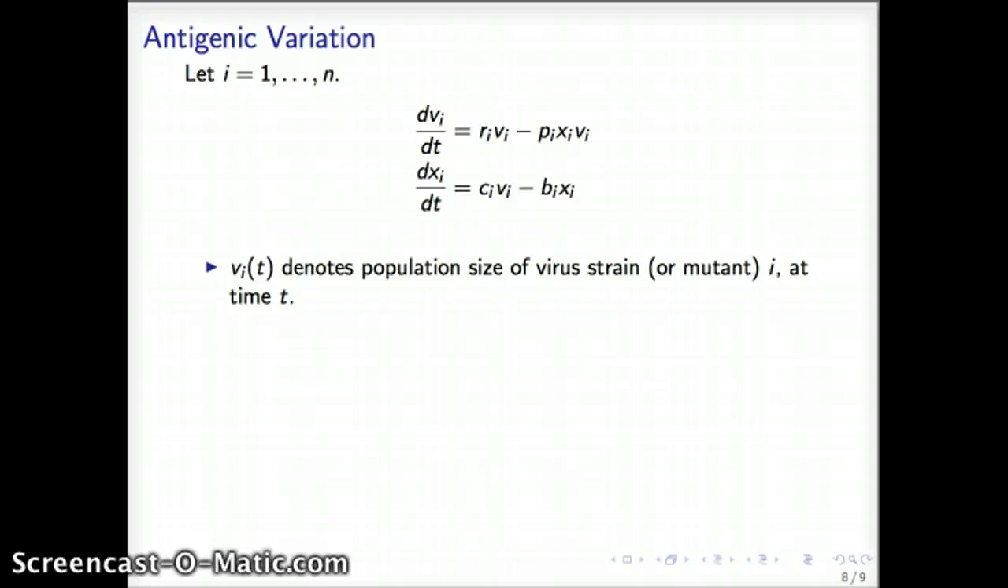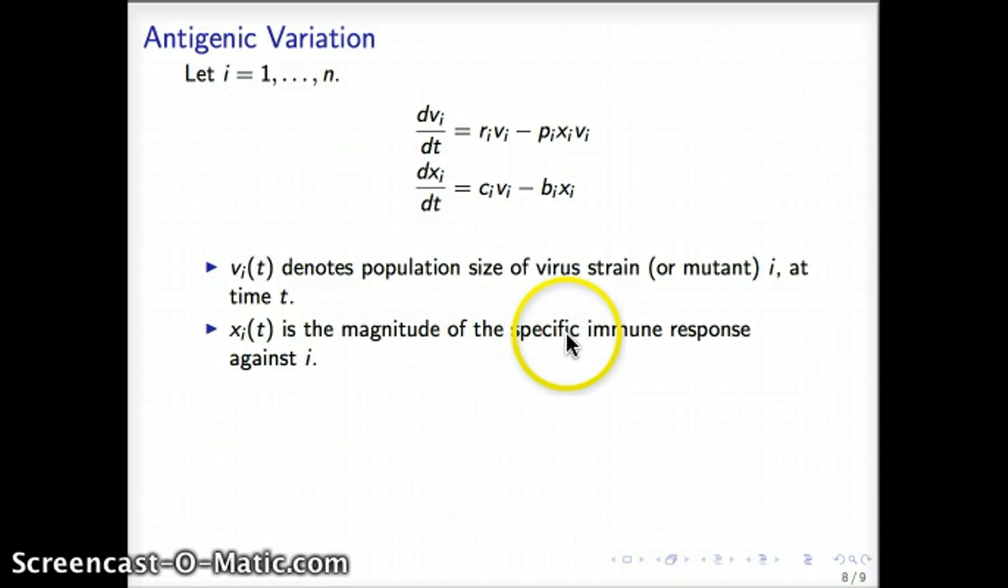So we're going to consider there are n mutants, and the label we use here for these mutations of viruses, we're going to have some label with index I, and there are 1, 2, 3, all the way through n. So for each value of I, we're going to have V sub I, which denotes the size of the mutant I at time t, and X sub I of t is the magnitude of the immune cells, the size of the cells of the immune system that are responding to that specific mutant or mutation of the virus.